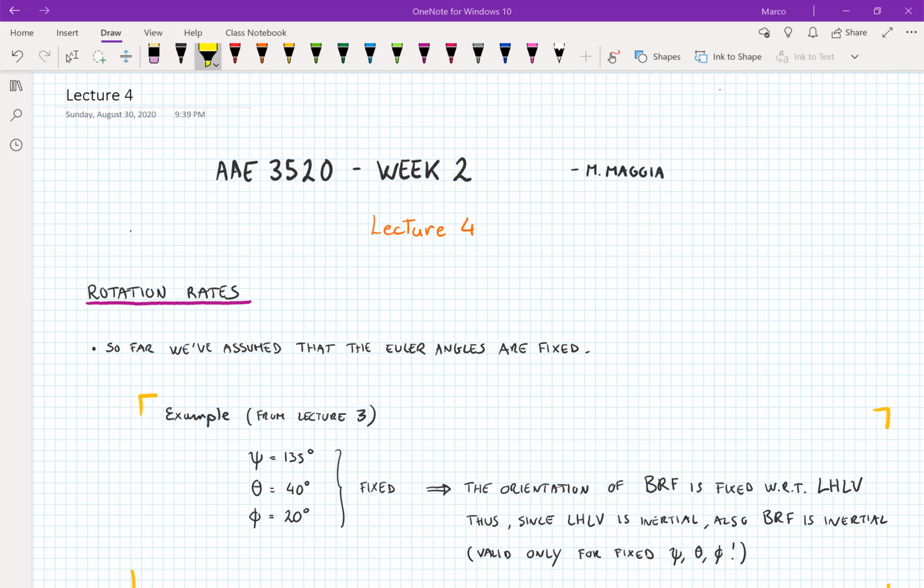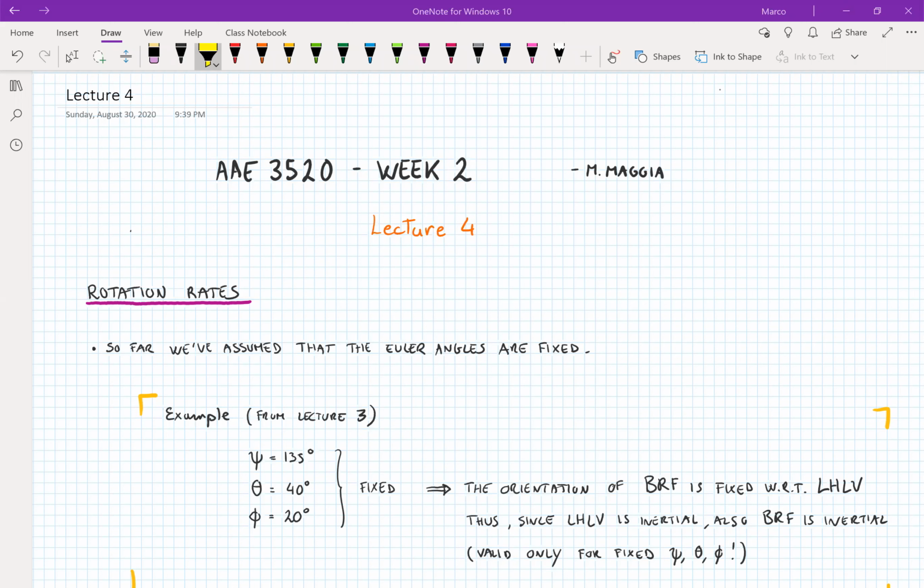So today we're going to talk about rotation rates. So far we've seen what the Euler angles are and how we can define a rotation matrix to go from one reference frame to another. In particular, last time we saw the very common rotation sequence 3-2-1.